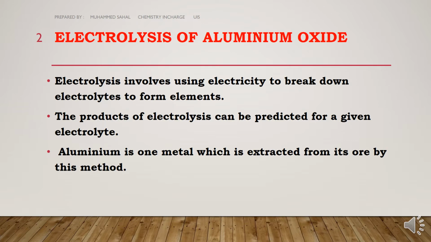Aluminum is the most abundant metallic element in the earth's crust. The ore of aluminum is bauxite. It is an impure form of aluminum oxide. This electrolysis of aluminum oxide involves different stages. The extraction of aluminum from its ore can be done by different processes. All these processes come under the name Hall-Héroult process.